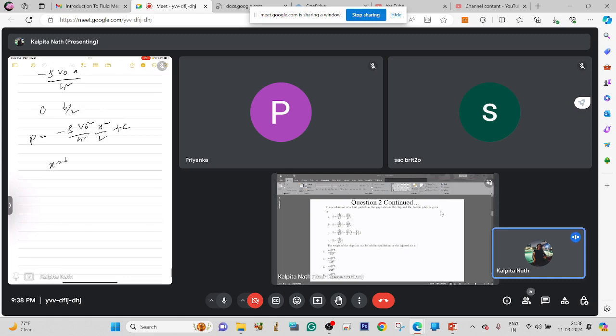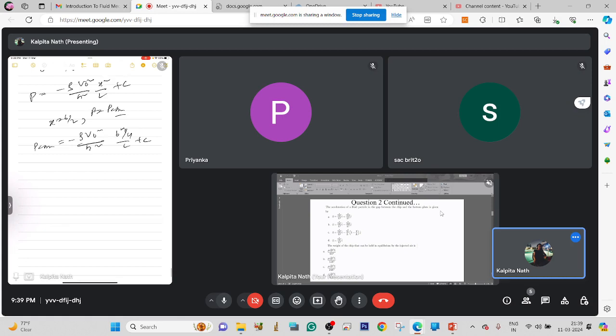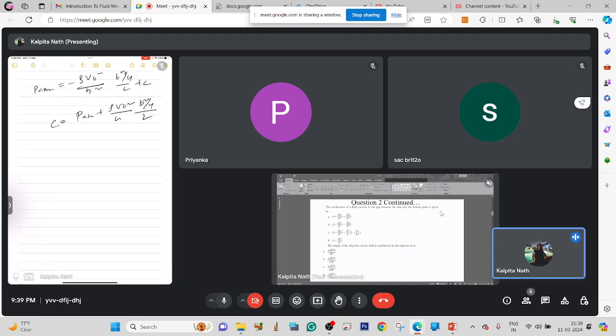So at x is equal to b by 2, p is equal to p atmosphere. So p atmosphere is equal to density v naught square upon h square, b square by 4 upon 2 plus c. So c we will get as p atmosphere minus density v naught square b square by 4 upon 2 h square. So we'll get p, simple. We'll just put it here.